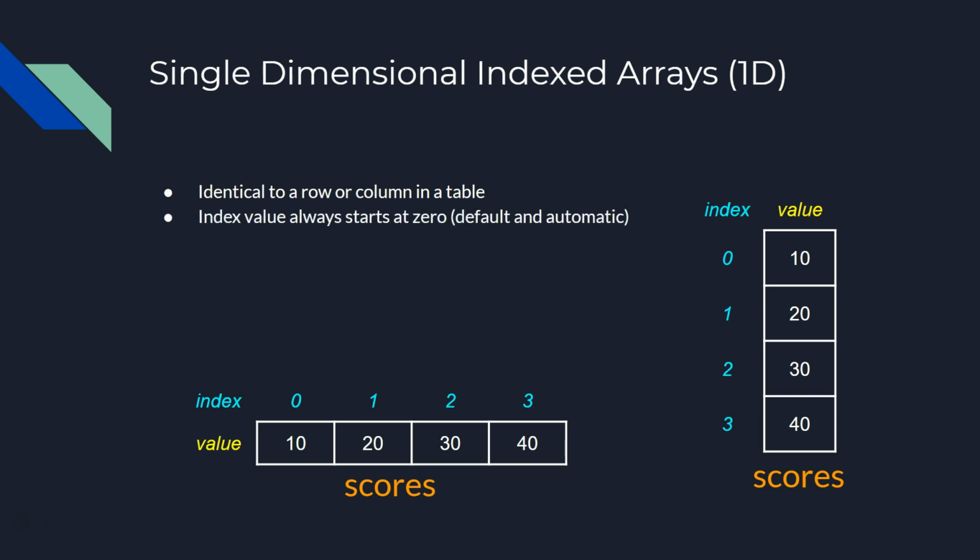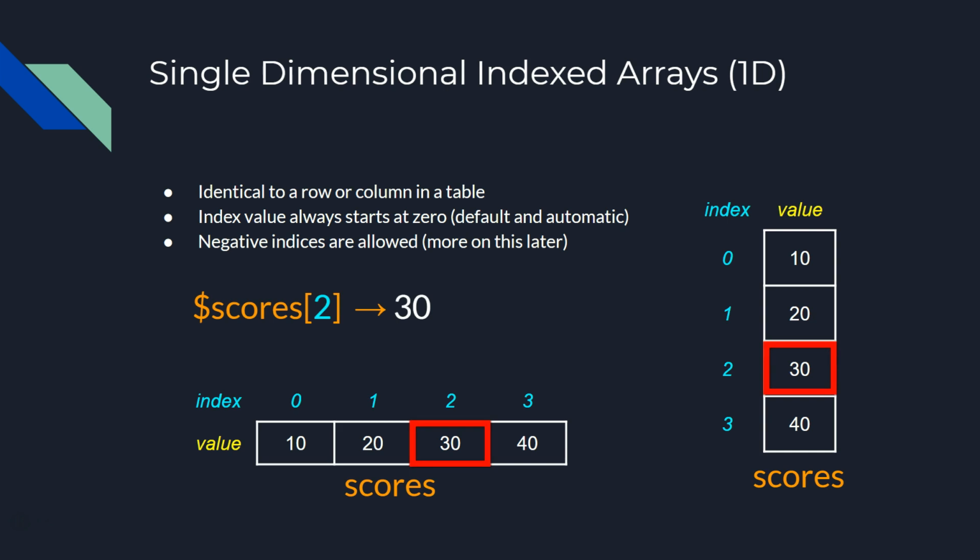The index value always starts at 0, and this is a default and it's automatic because PHP is a zero-based language. That means for indexed arrays, the numbering always starts from 0. And negative indices are allowed. More on this later when we talk about the associative arrays. Say if I want to access a certain value in this row or column here, I need to access the index and then I'll get the value. So for example, if I want to get 30 from this scores array, I would just put scores index of 2, or the subscript 2, and that returns the value 30 in this slot.